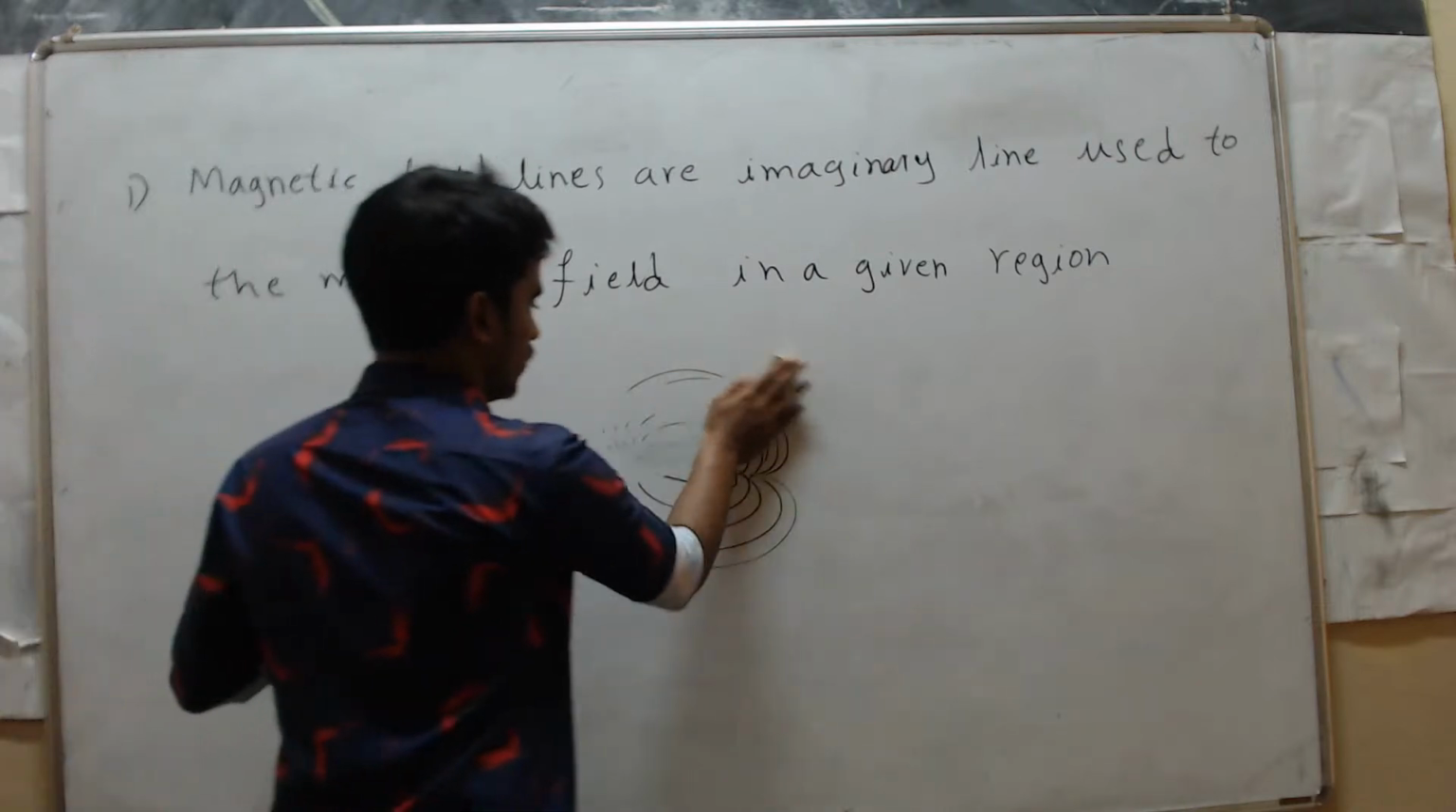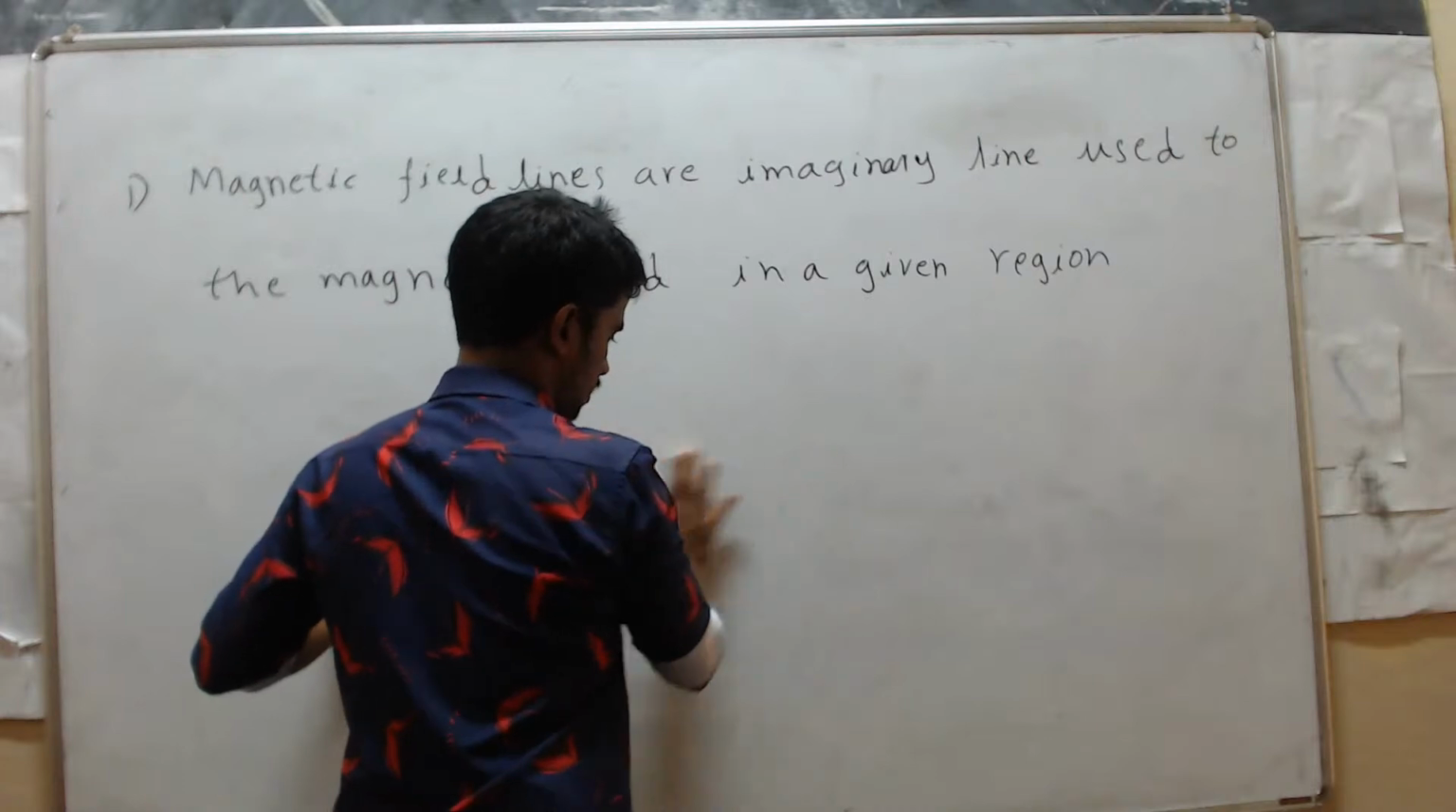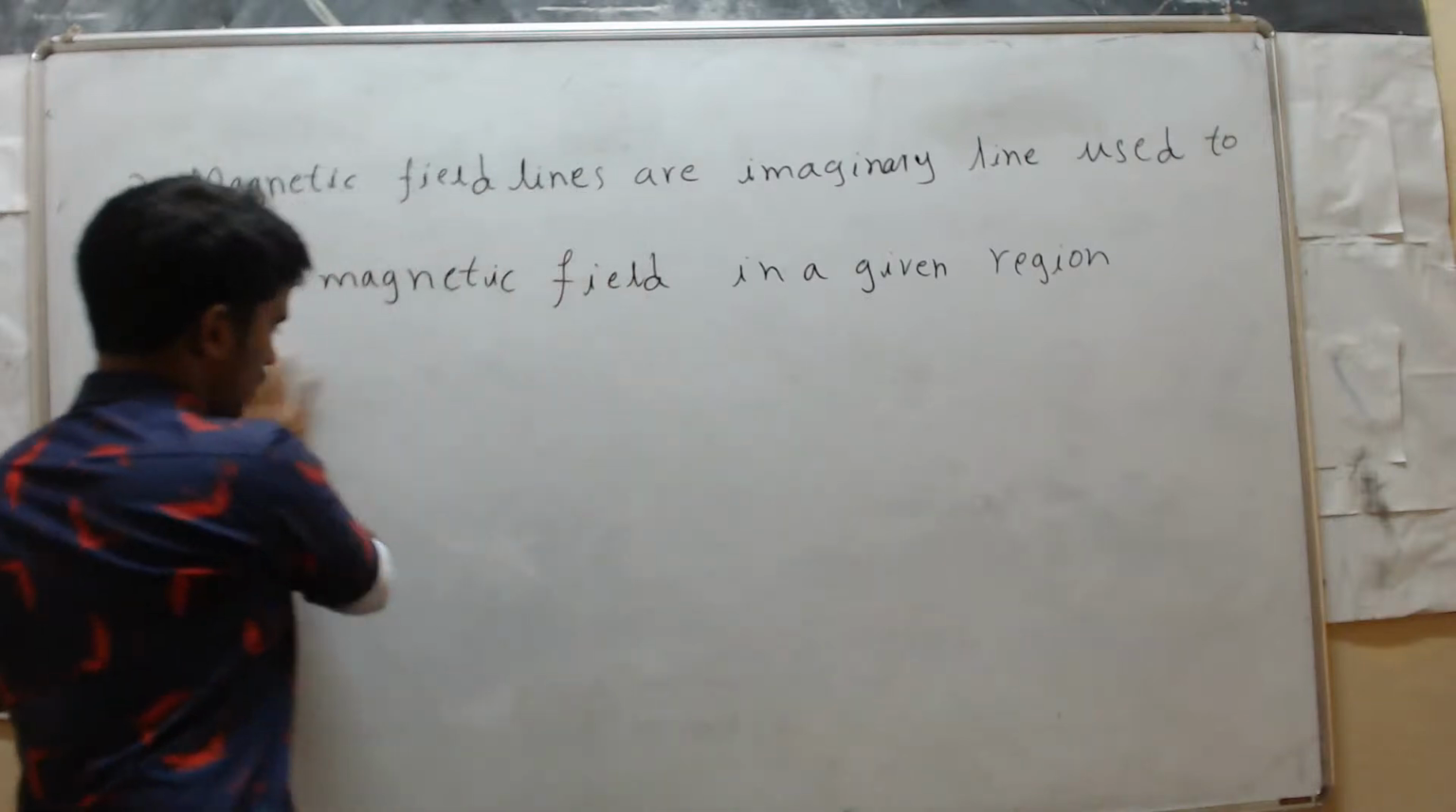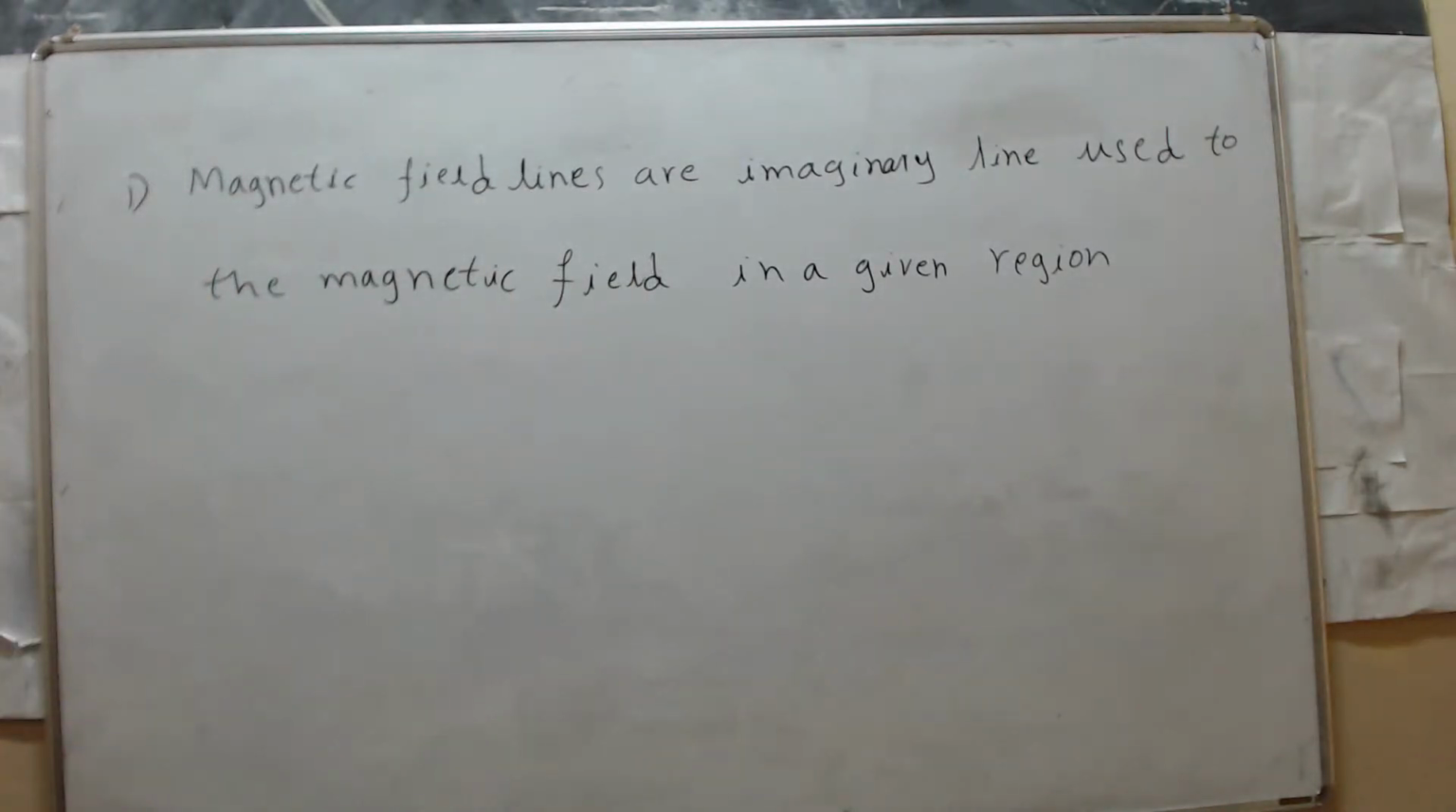Second one: magnetic field lines are closed and continuous curves.